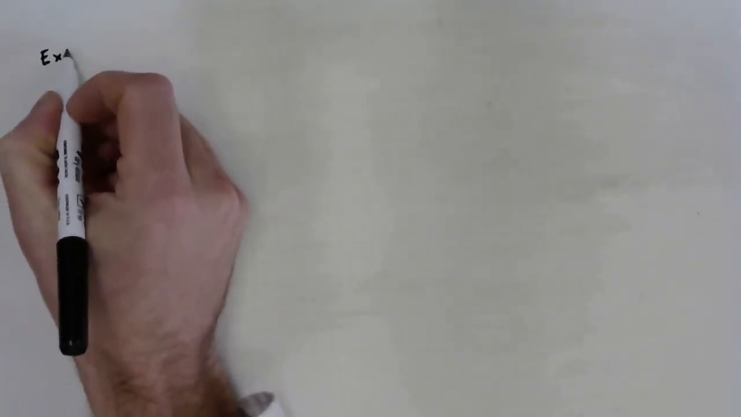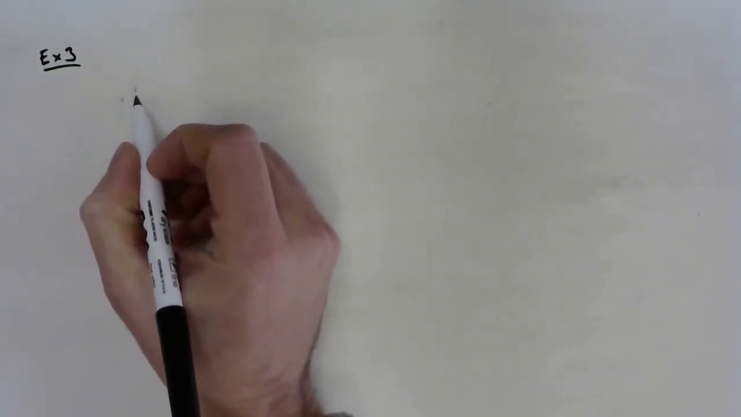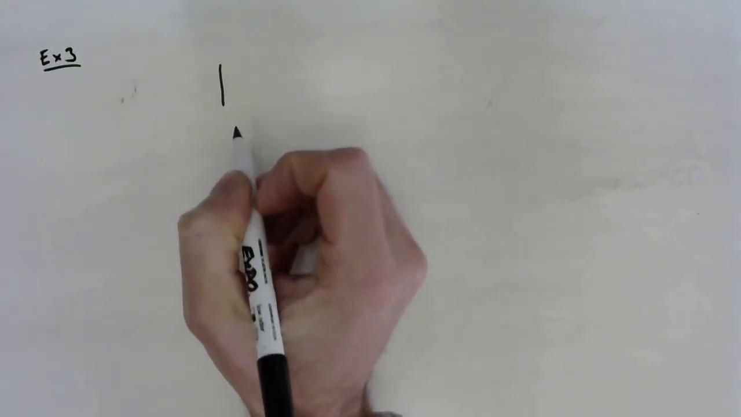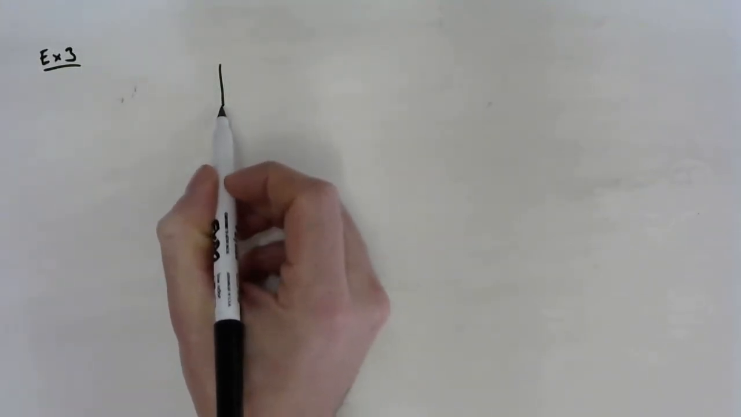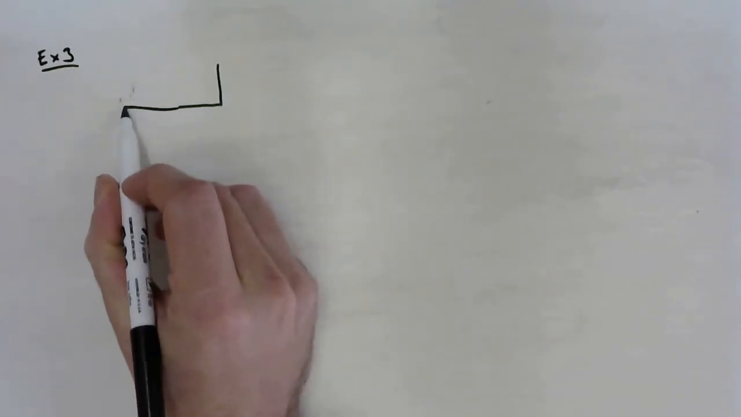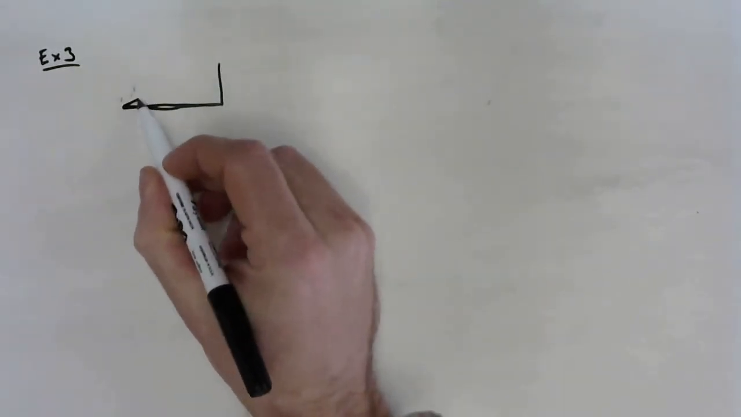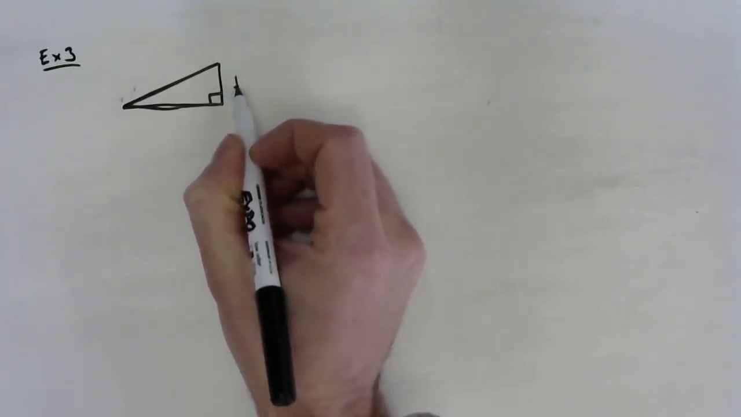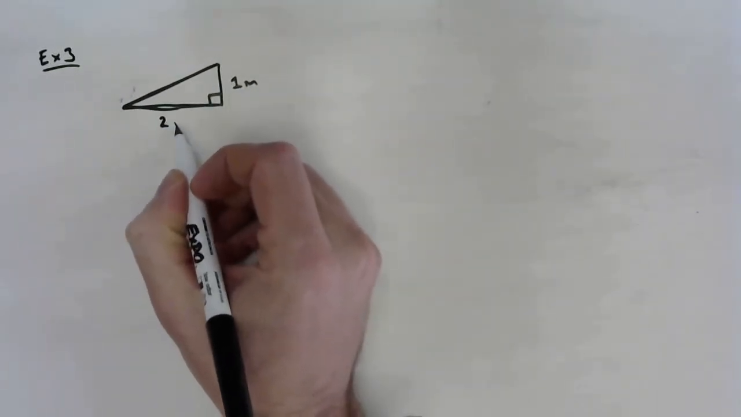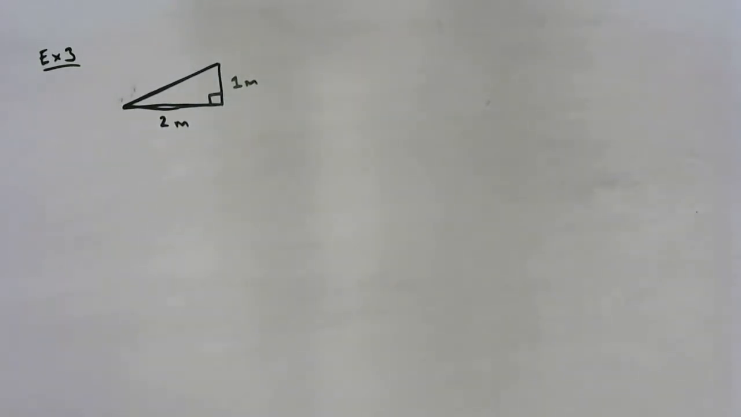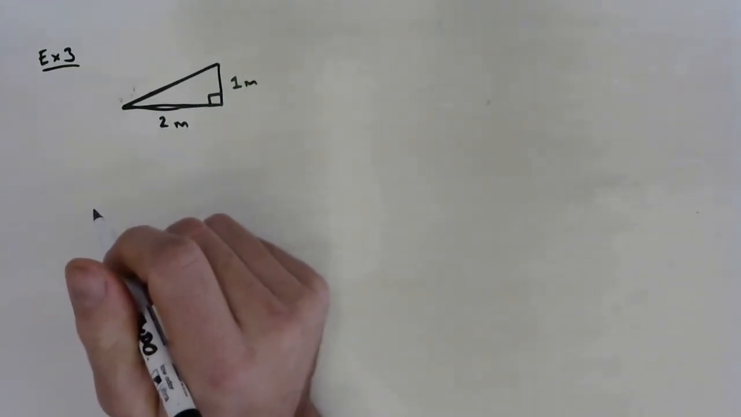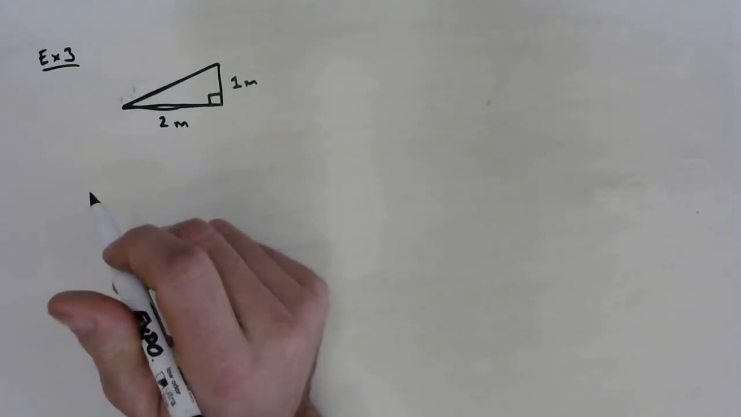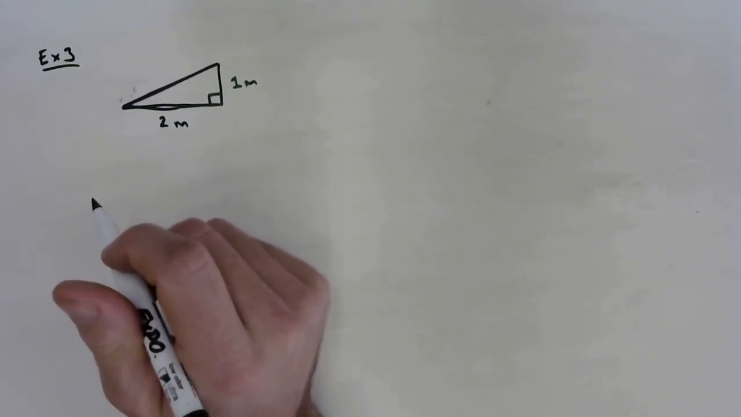Example 3, we've got our friend Fiona. She's building a skateboard ramp. She wants the ramp to rise 1 meter and have a horizontal distance of 2 meters. Okay, so there's our ramp. It's a 90-degree angle there, we can assume. We've got a 1 meter rise and a 2 meter run. And we want to know at what acute angles should she cut the wood, rounded to the nearest degree.